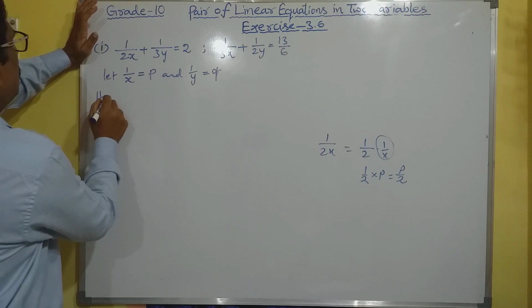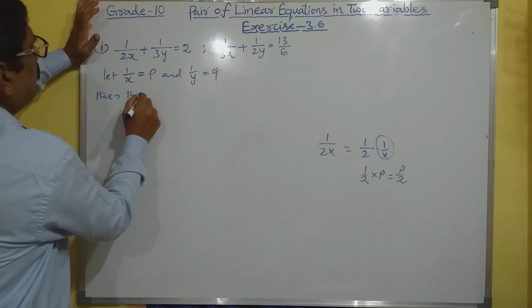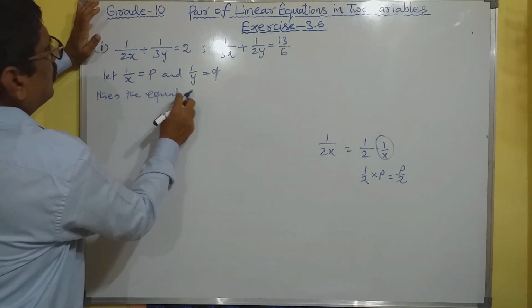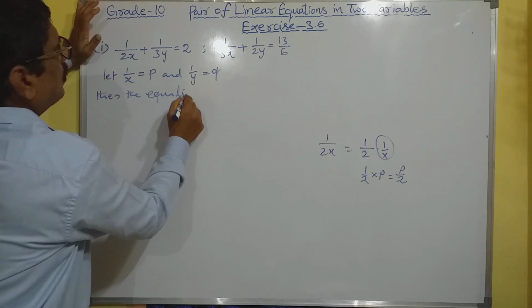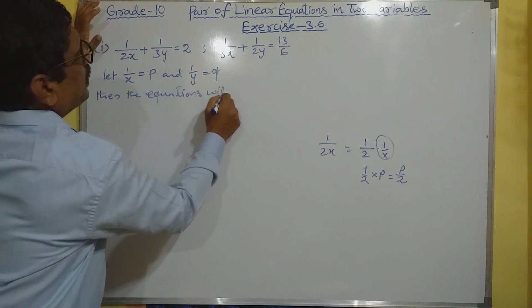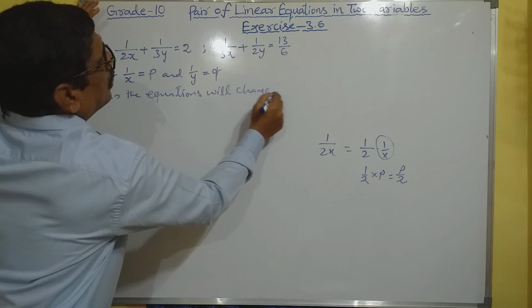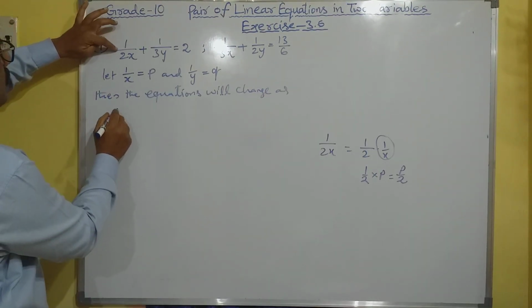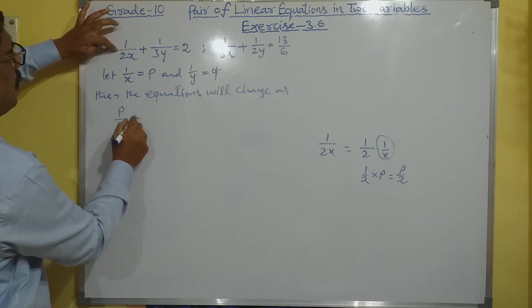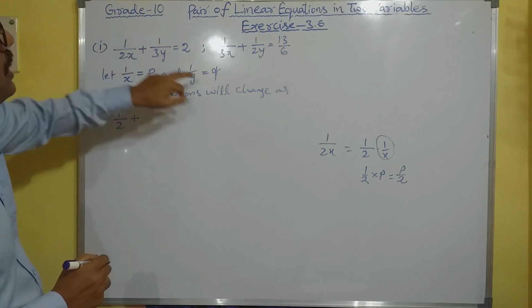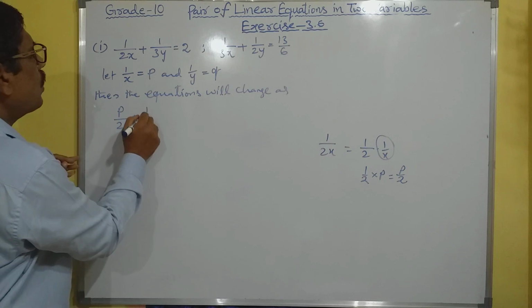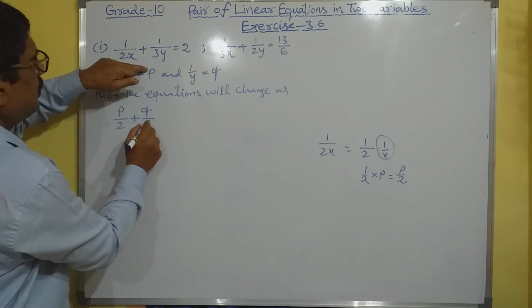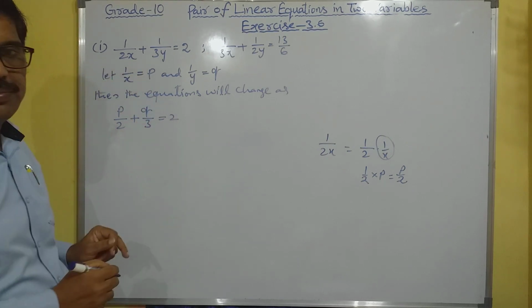Then the equations will change as, see, now what is that? This is p by 2. Here 1 by y will be changed as q. So now q by 3 is equal to 2.